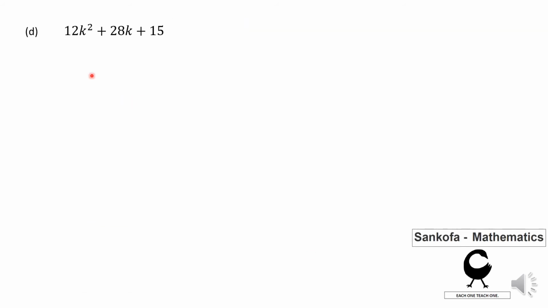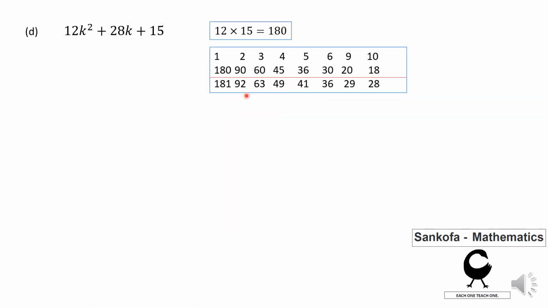Okay, so let's do D. Again, two numbers multiply to give you 180, and if we add them, obviously it gives you 28. Now you've seen I have listed all the factors of 180 that I could. 1 times 180 is 180, 2 times 90 is 180, 3 times 60 is 180, and so on.